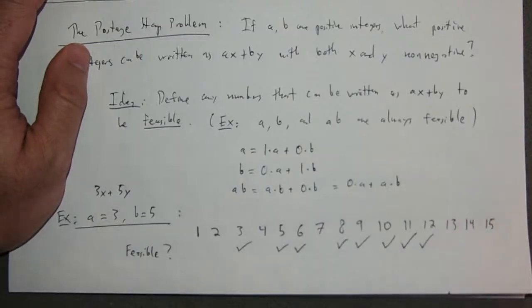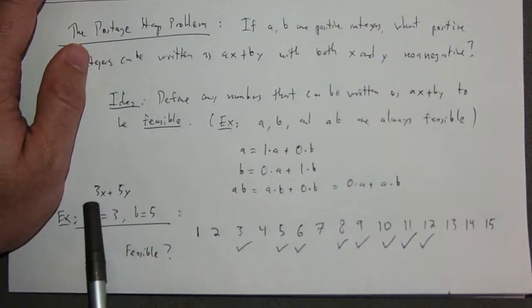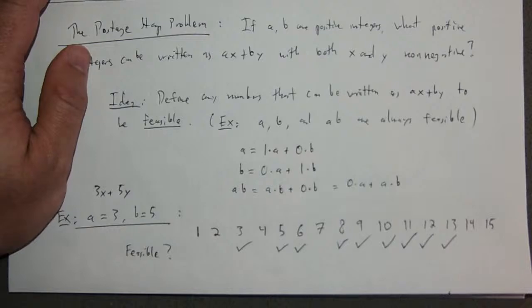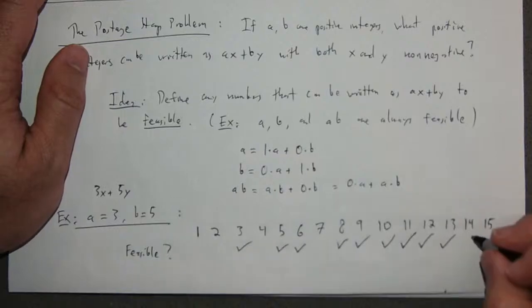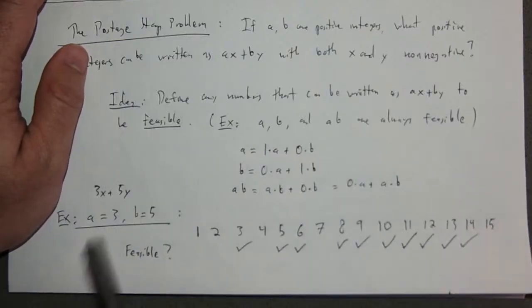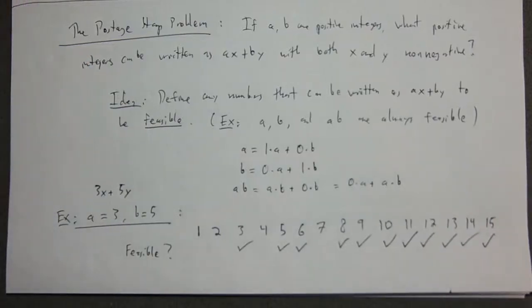That works. How would I do 13? Well, I could have 3 times 1 plus 5 times 2. That's fine. What about 14 here? Can I do 14 here? Well, I could have 3 times 3 plus 5 times 1, so that's 9 plus 5, that's 14. 15 is a multiple of 5, so this is 3 times 0 plus 5 times 3. And we got a lot of feasible numbers in a row. In fact, the rest of them are going to be feasible.